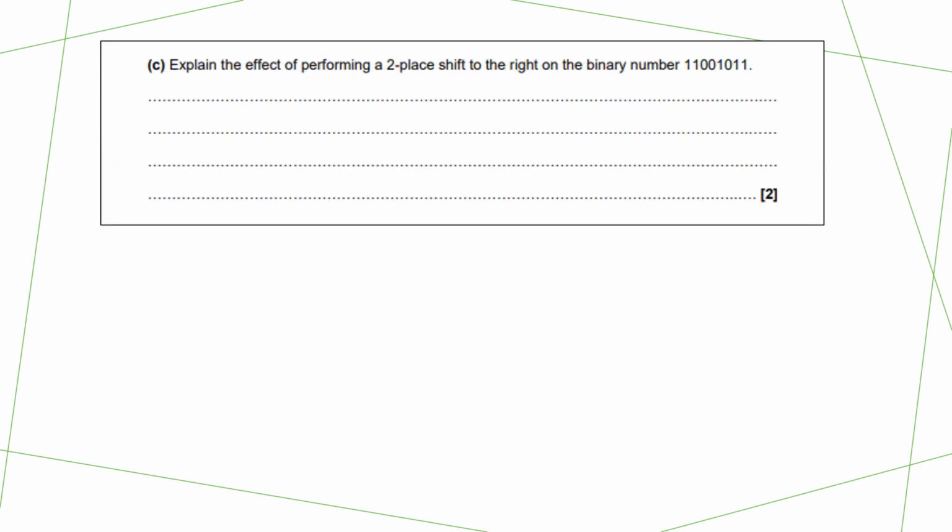Question 5c says explain the effect of performing a 2-place shift to the right on the binary number 11001011. So obviously you've already done the binary shift, now you have to explain what effect that actually has on the number. If you've learned and studied binary shifts, you should understand why we need to do them in the first place. What do they actually do? And specifically, what will a two-place shift do? Try and write a full explanation, and we'll move on to the next question.